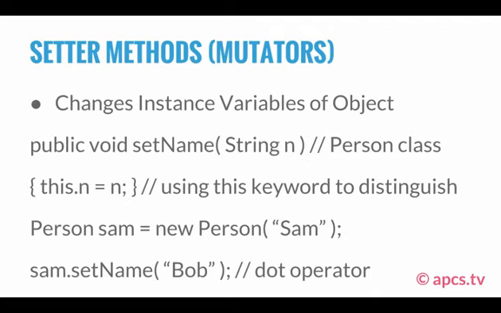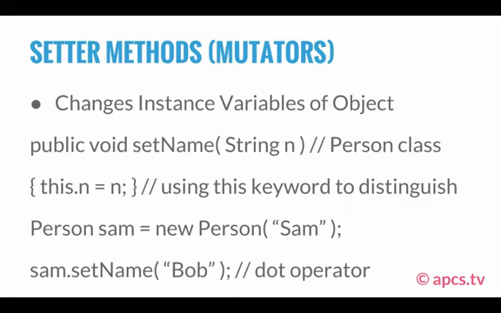So let's say that we declare a variable named Sam of Person type, and it's basically a Person object. We've created an object out of the Person class, and that object is referred to as Sam. So Person sam equals new Person in parentheses Sam. So Sam is a Person object with a string instance variable n with the value Sam. And now let's say that we want to change the name of Sam.